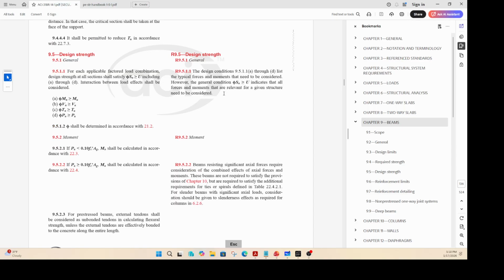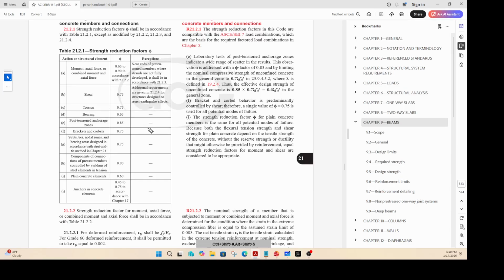Okay. Now let's talk about the strength reduction factor. We're currently at page 136. We'll come back to 136, but let's go to this particular section here, and this is about strength reduction factors. So here is a nice table. Now, this is my favorite line: if they give you a table, you need to find out which row you fall in, which column you fall in. Correct. If you are dealing with moments, axial forces, or combined moment and axial forces, then you are between that range. So this table doesn't give you the exact value.